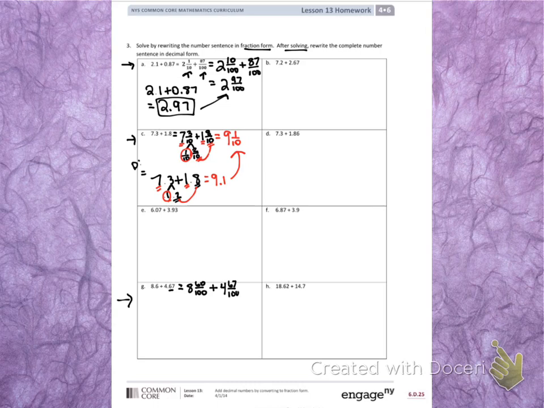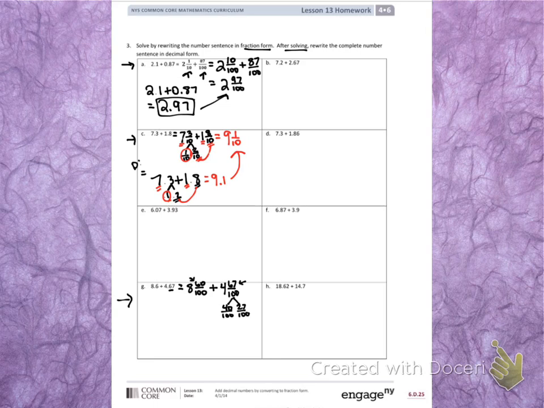Now 60 plus 67 is over 100. So I'm going to break down this one because this one has a nice 60. If I could add 40 to that, I would have 100 hundredths. So I'm going to do that. I'm going to break this down into 40 hundredths. And what would I need to add to that to get to my 67? I would need 27 hundredths.